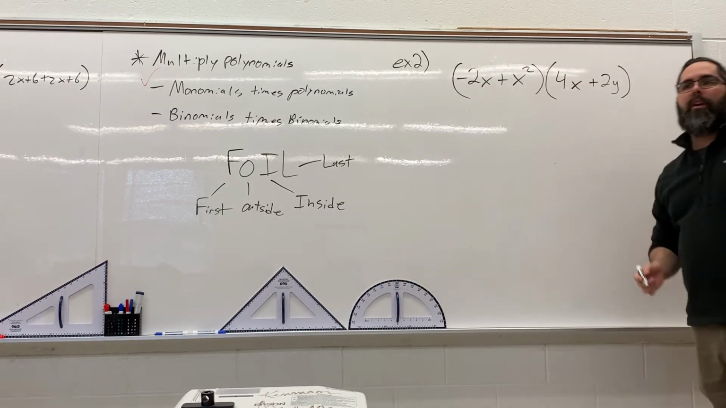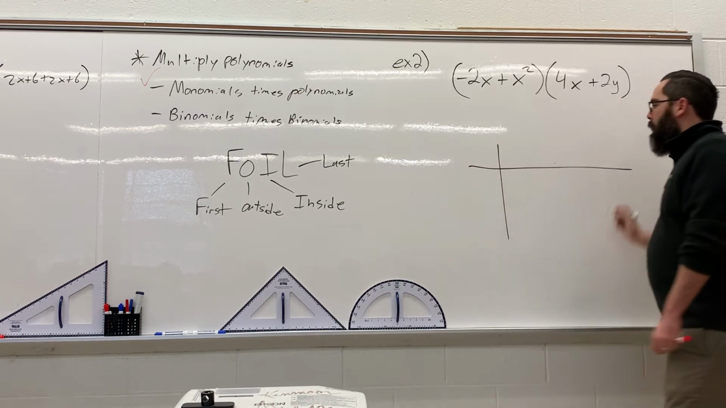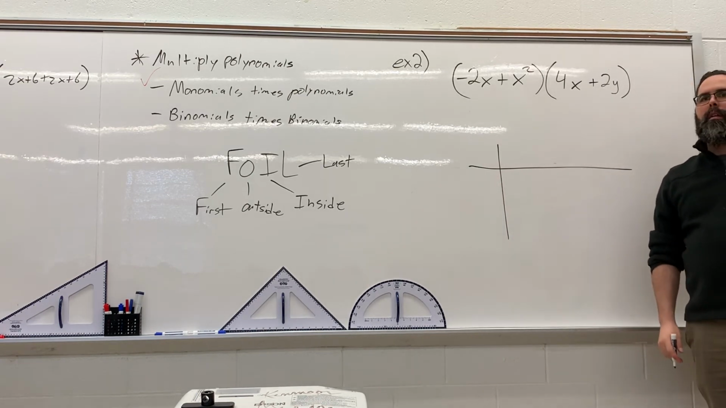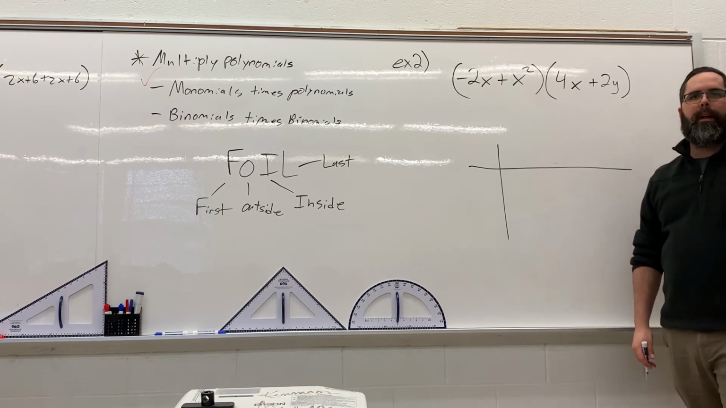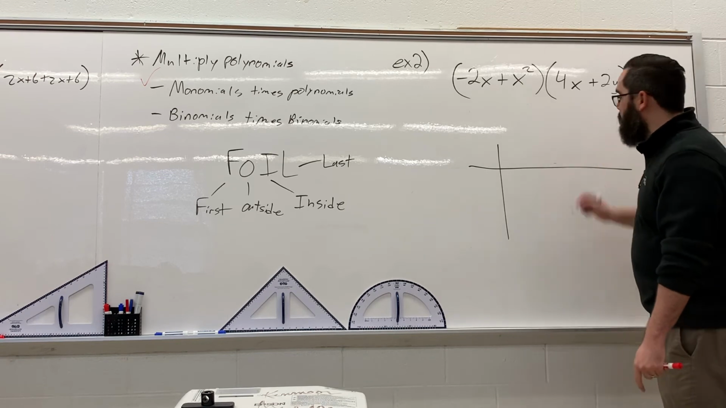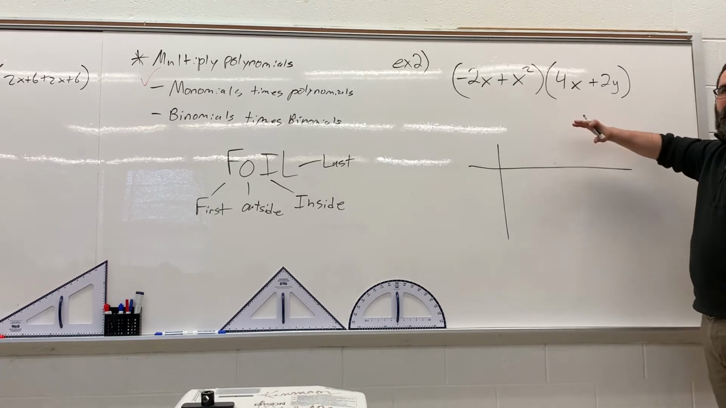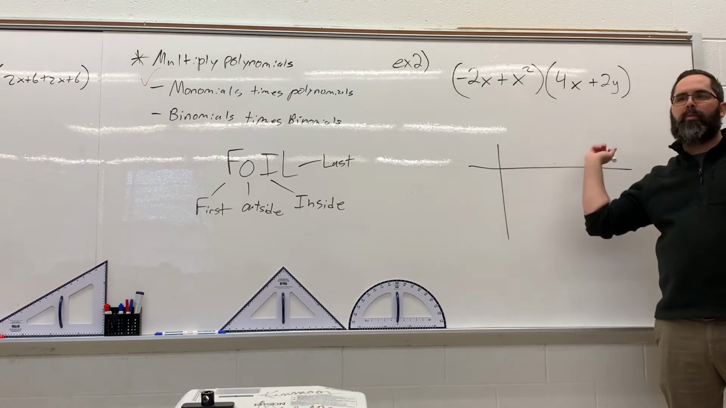Alright, so the first thing you're going to want to do is draw a table. Do we have to write it or do we not have to? Yes, please write it, because you might see this in a type of question you might have to answer. Okay, so on one side of your table, it's going to be the first binomial, and the other side is going to be the second. It doesn't matter which one goes where.